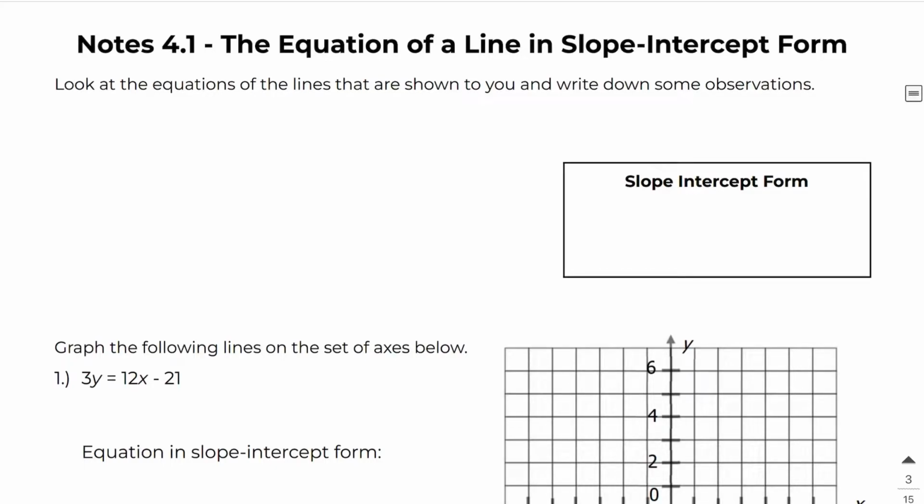Hi everyone. Notes 4.1 are on the equation of a line in slope-intercept form. It says look at the equations of the lines that are shown to you and write down some observations. So I'm going to just show you a couple of things really quickly on a program called Desmos.